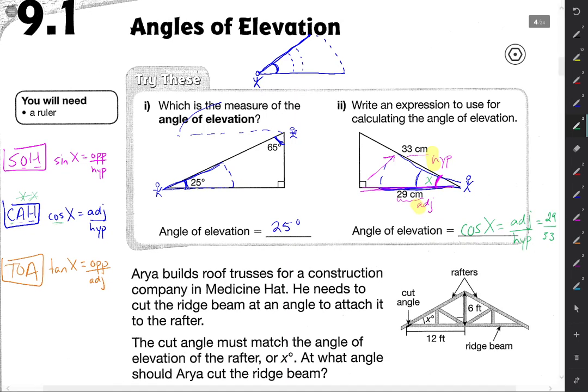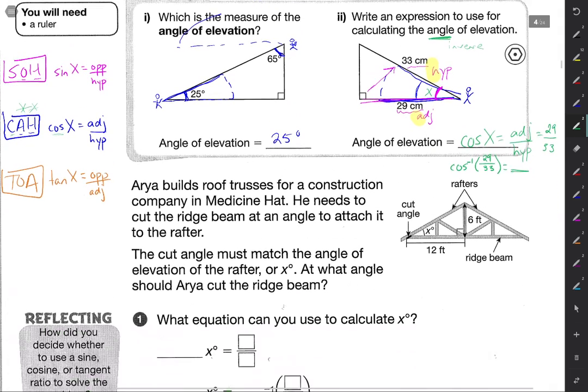Then if we were to actually calculate that angle, what we would have to do is the inverse cos button, because here we're calculating an angle, so we need to use the inverse button on our calculator. So in your calculator for this one, you would put inverse cos, or cos with that little -1 sign, and then you would do 29 divided by 33, and then you would get your answer for the degrees of that angle x.